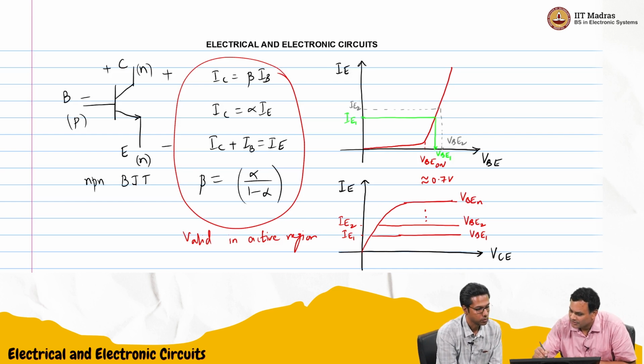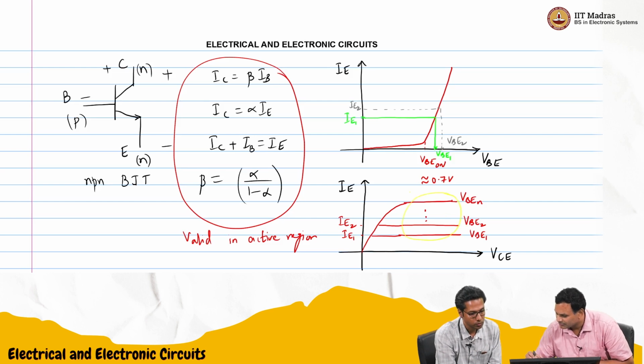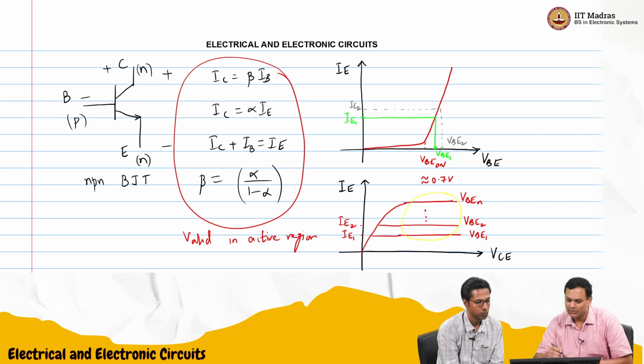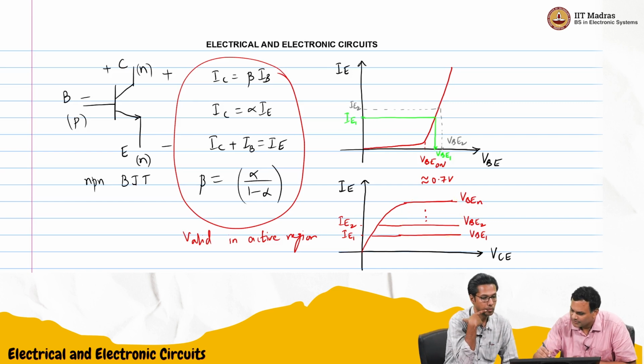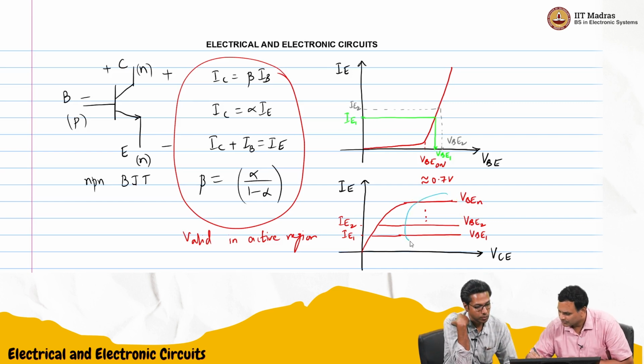So this region is the forward active region, correct? Maybe they're not able to see. I'll use a different color. So I use this one. This is the forward active region.